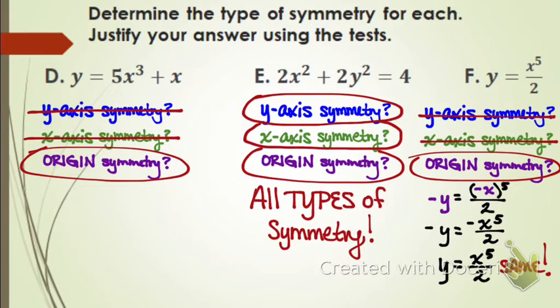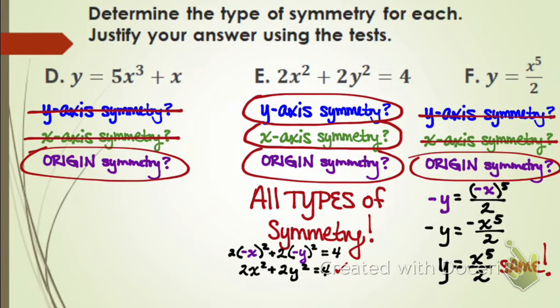All right. For part E, let's run our origin test, and then we'll go backwards and do any of the others that you guys still want to see from there. Okay, so on our origin test, I would have 2 times negative x squared plus 2 times negative y squared equals 4. When I take a negative number and I square it, it becomes a positive. So I would have 2x squared plus 2y squared equals 4. And that is exactly the same.